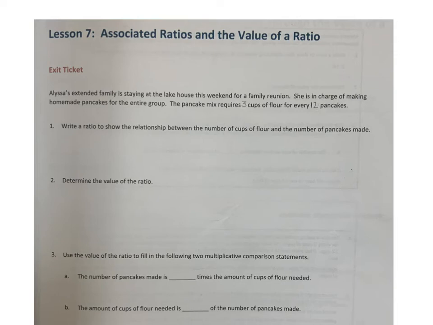All right, so this is for Lesson 7, Associated Ratios and Value of a Ratio, and this is the exit ticket example. This is not the actual exit ticket. Do not go and submit a copy of this to the exit ticket and think you're going to pass because the values, like always, have been changed to protect the innocent. No, I'm just kidding. They're changed so that you guys can practice this problem.